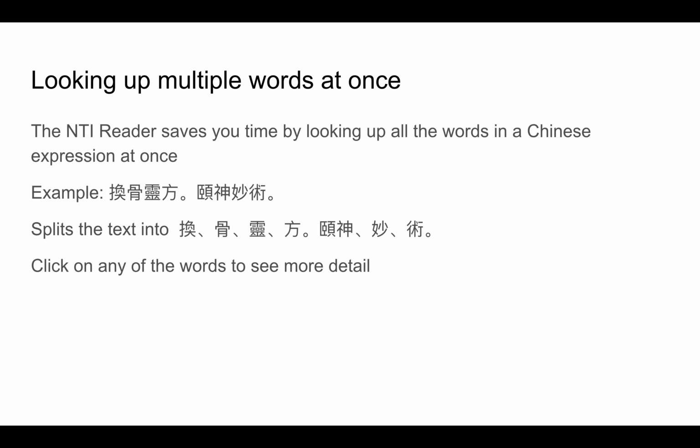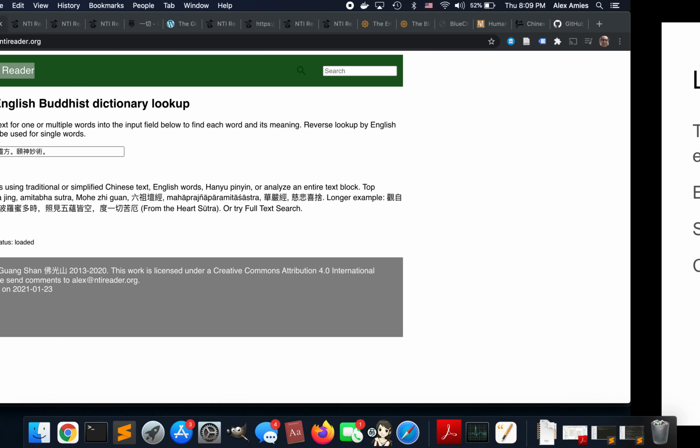The NTI Reader can save you a lot of time by looking up all the words in a Chinese expression at once. For example, this 8-character expression will be split into the characters and word in the line below that. I've inserted the backtick comma to show you where it breaks the words. Let's give it a try.